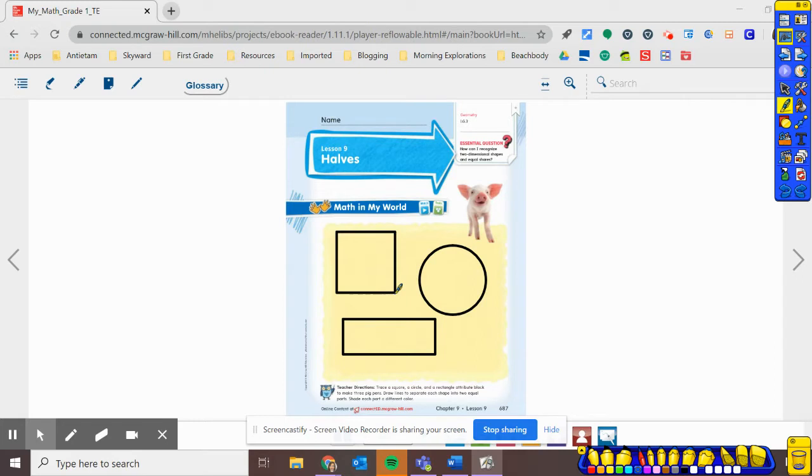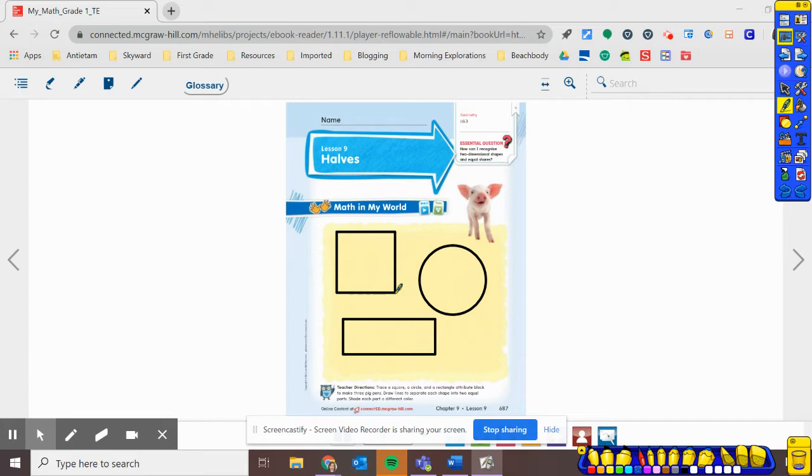Now, if I think of something, like think if I asked you for half of your cookie, you might not want to give it to me because cookies are delicious, but you would know how to break it in half, right? You would split it right down the center. So that's the same thing we're going to do with our shape.